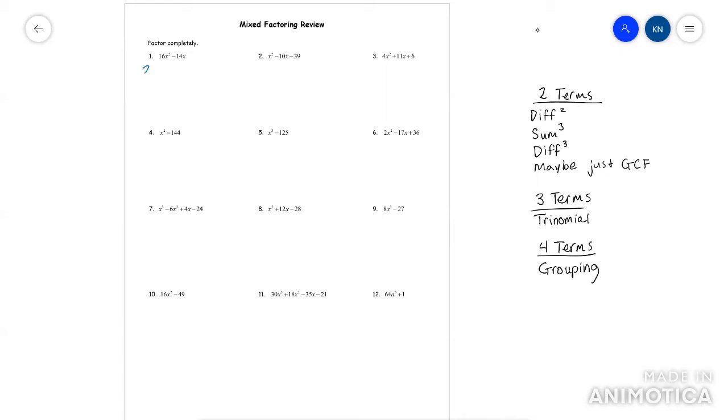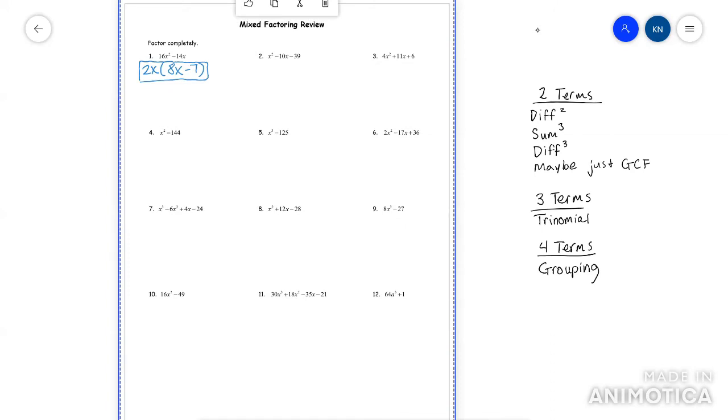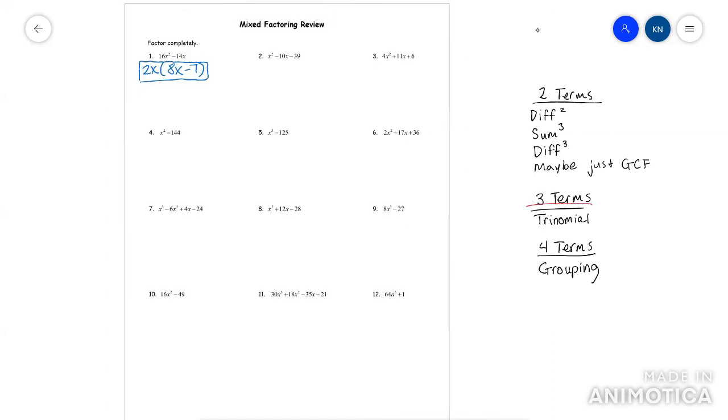Both of these numbers are divisible by 2, and both of these terms have the letter x. And when you divide that out, you get 8x minus 7. Done. It was a GCF. This next one is 3 terms. 3 terms, unless it's a GCF, it's almost an automatic trinomial.